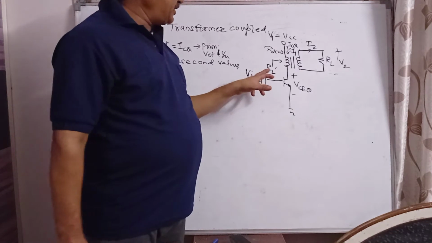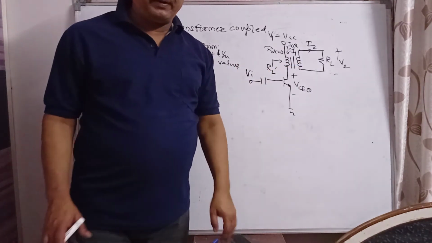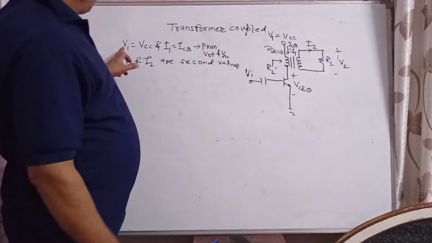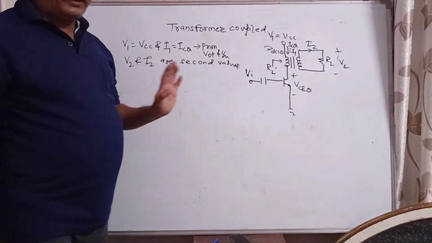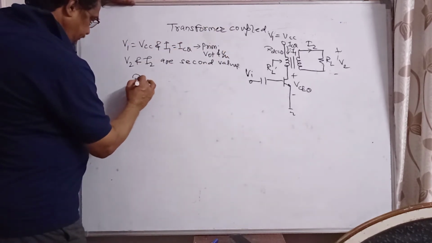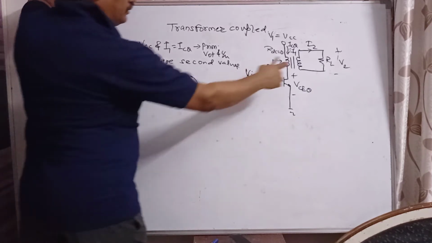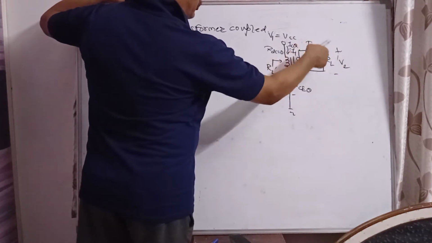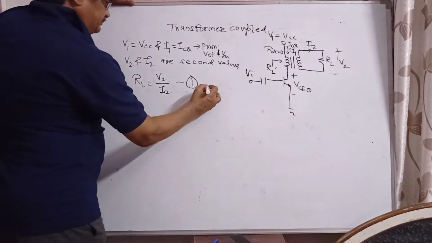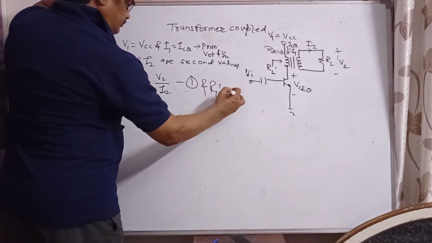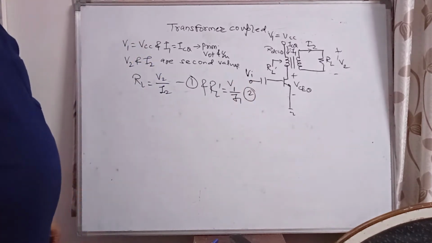Now we will define the relation between RL dash and RL, and then we will define the efficiency of the transformer coupled amplifier. But this much you have to write. V1 is equal to VCC, I1 equal to ICQ. V2 and I2 are the secondary values. RL is V2 upon I2. The voltage across RL is V2, and the current through it is I2. Similarly, RL dash will be V1 upon I1. That is Ohm's law.